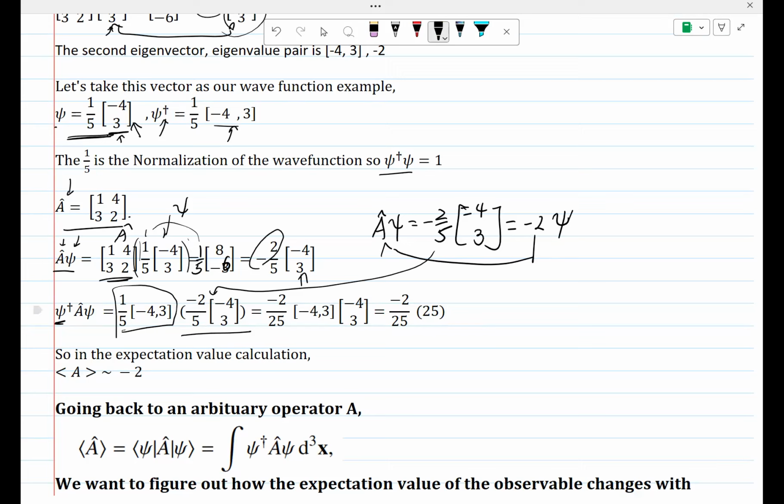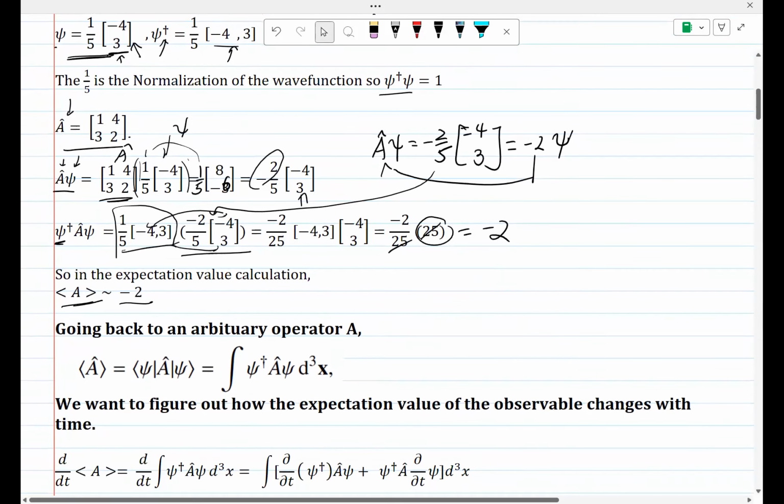And we do this row vector times a column vector multiplication. You're just multiplying these two numbers together, plus these two numbers added together. Then you get 25 as the result. And what happened is that these 25 actually cancel out, so you get -2 as the result. So the expectation value of this matrix with this wave function is -2. Well, proportional to -2 because there's some integral involved, but let's just think about that.